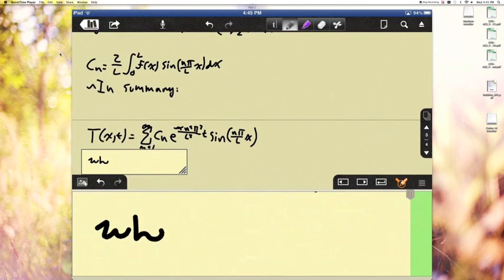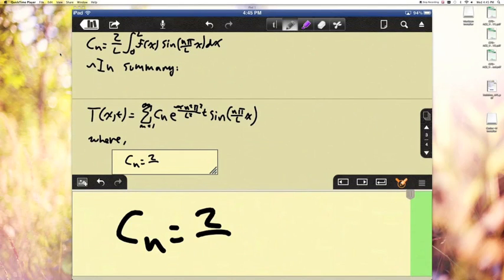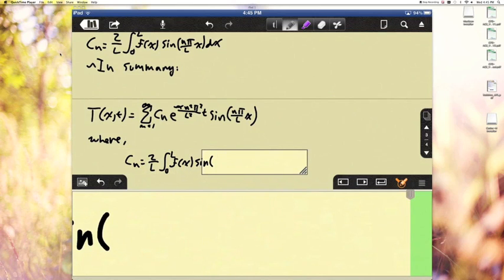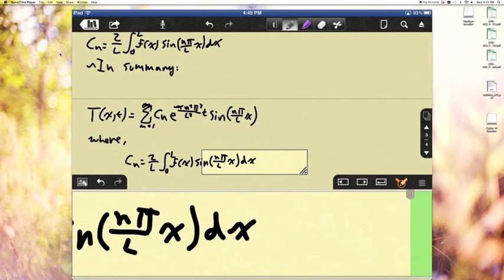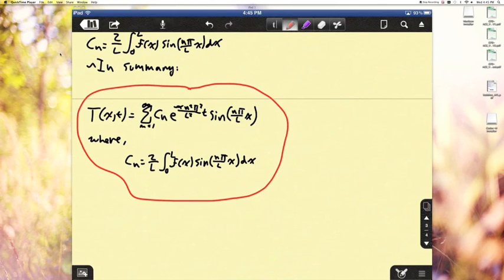And we have to define what our constant is, where c sub n is equal to the evaluation of this integral that we evaluated by means of our initial condition and by using orthogonality: the integral of f of x times sine of n pi over L times x dx. So now that is our completed solution. Our temperature distribution as a function of space and time is equal to what we've defined there, and that's the solution to this particular problem.